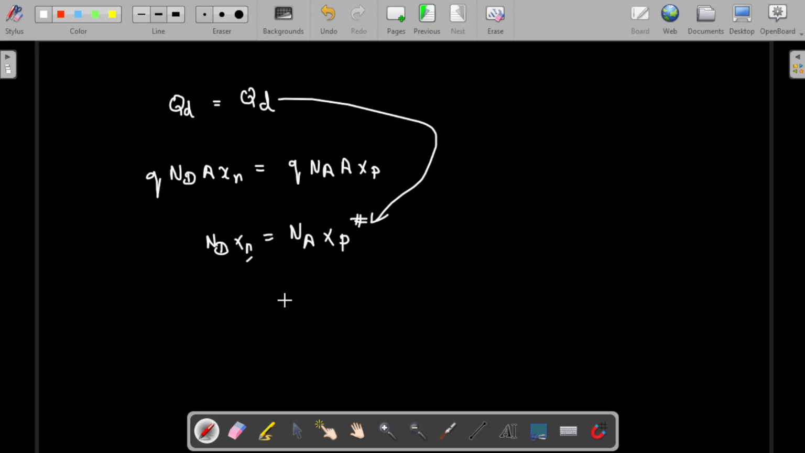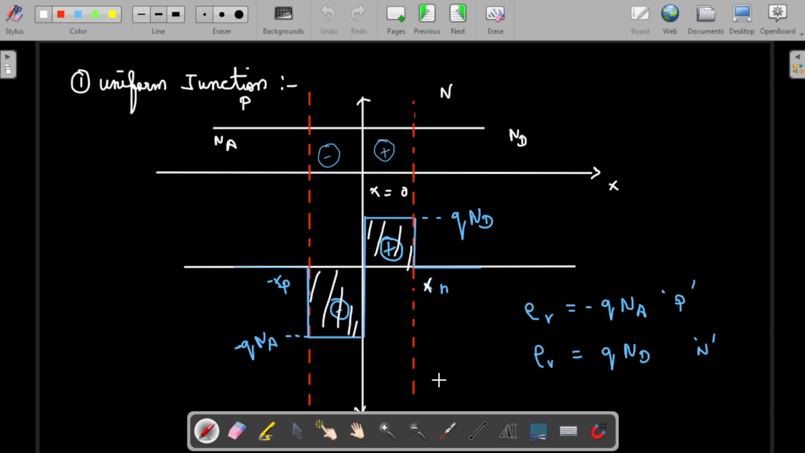From this we have to extend our understanding to the electric field and voltage. So far we have identified the charge neutrality condition. In the next class we will further extend this to the electric field, continuing the discussion from the next class. So stay tuned, guys.